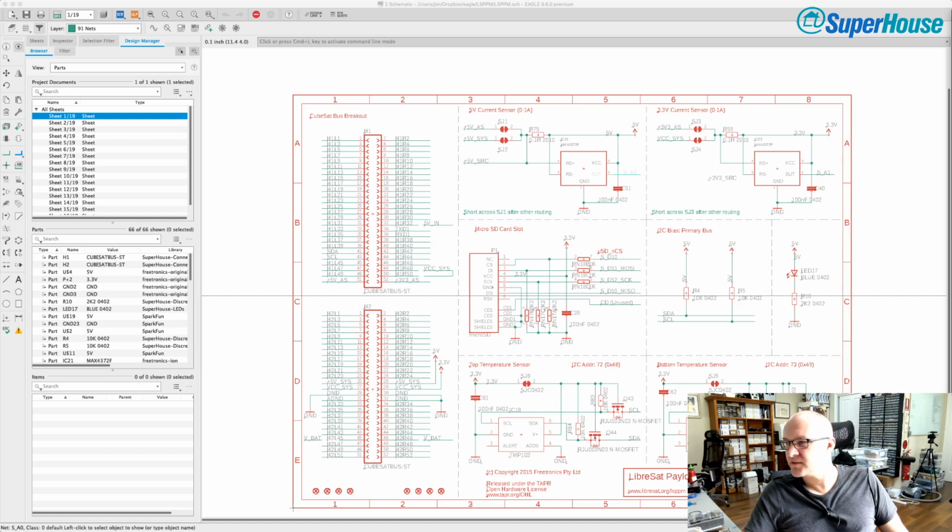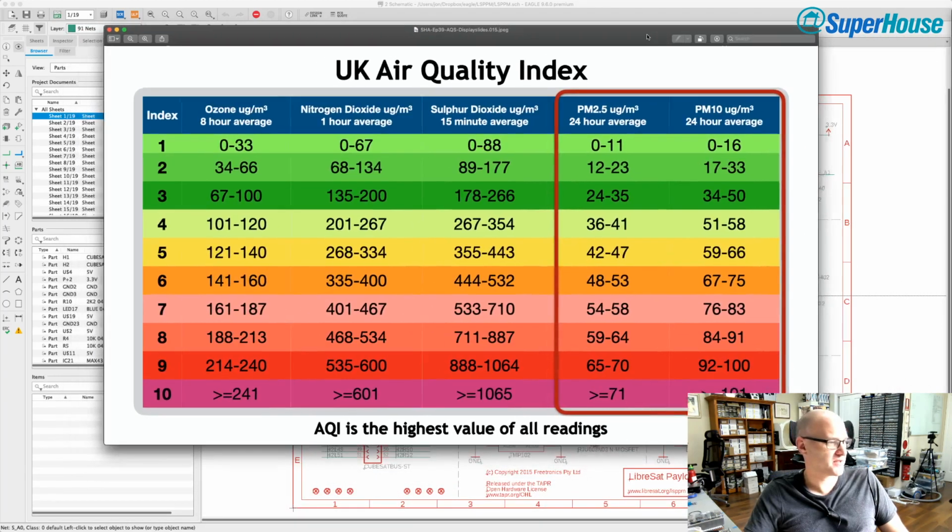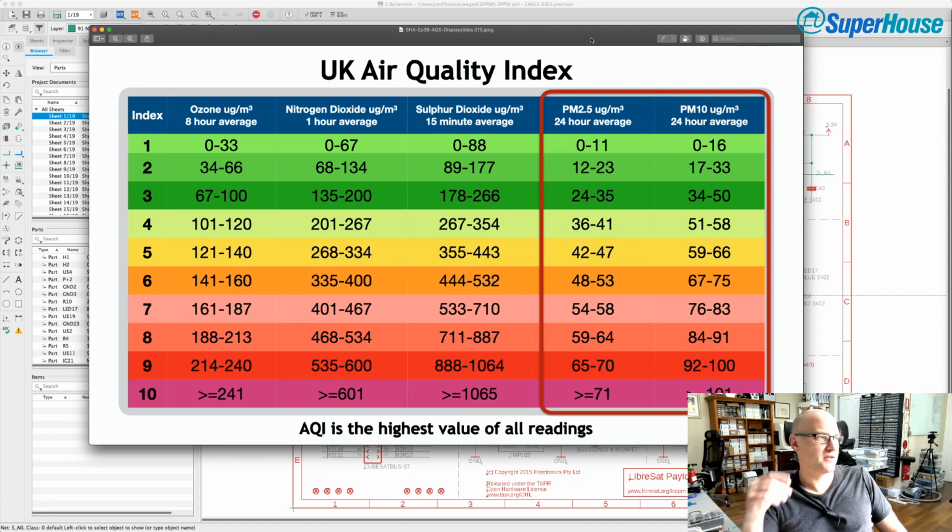Where's another interesting one? So this one, if it will ever open. So this one is something that I will be using to explain some of the ways that air quality is reported. So the different scales that are used for the different types of measurements. So if you've got your PM 2.5 24-hour average in the 42 to 47 range, and the PM 10 is in the 67 to 75 range, then according to the UK Air Quality Index, you take the higher of the numbers and your index would be 6.